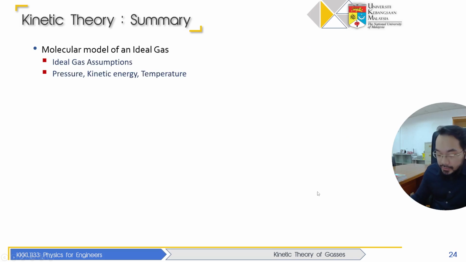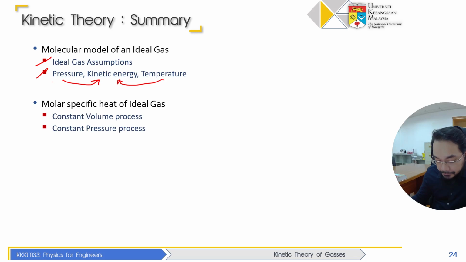Okay, so that's all for this chapter, chapter 3. Here we have looked at the molecular model of an ideal gas. An important thing is that you understand all the 5 assumptions about ideal gas, and how pressure and temperature relate to kinetic energy. So this is related to this, and then temperature and pressure are also related to each other. Then we looked at the molar specific heat of an ideal gas for the constant volume process and constant pressure process, CV and CP.